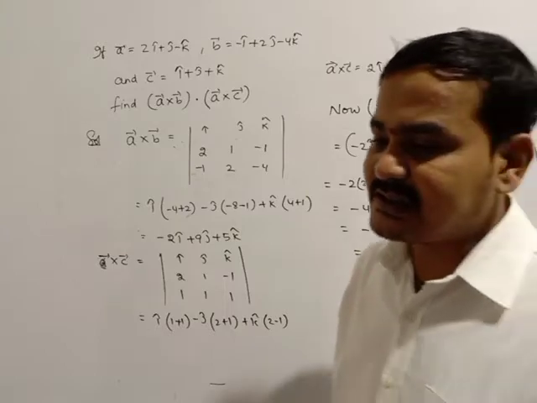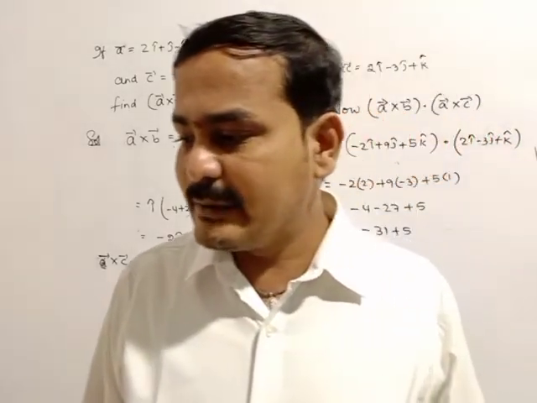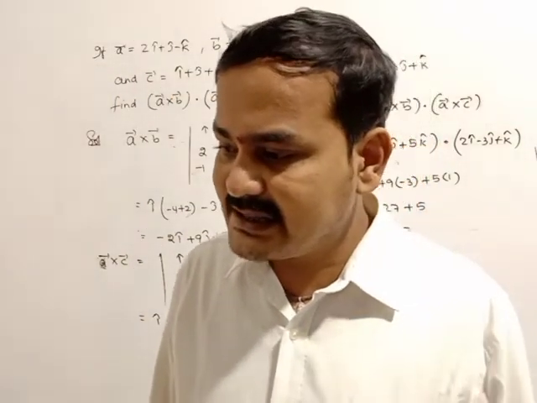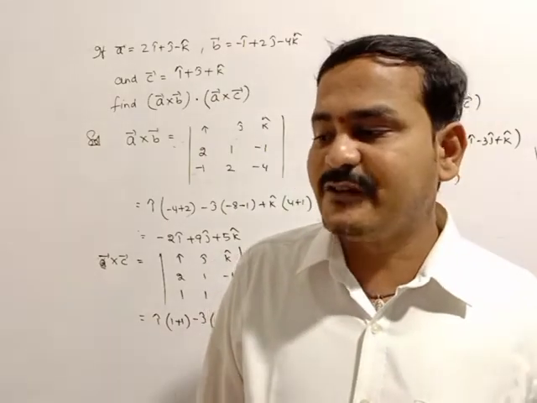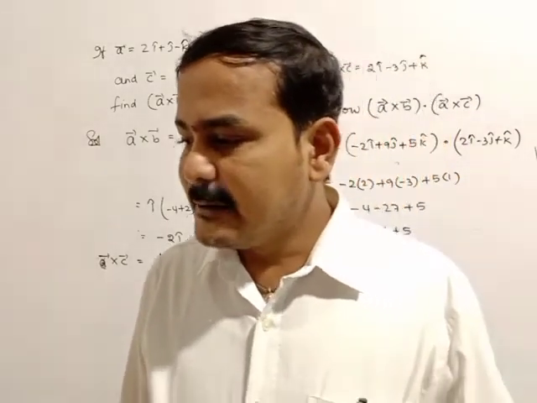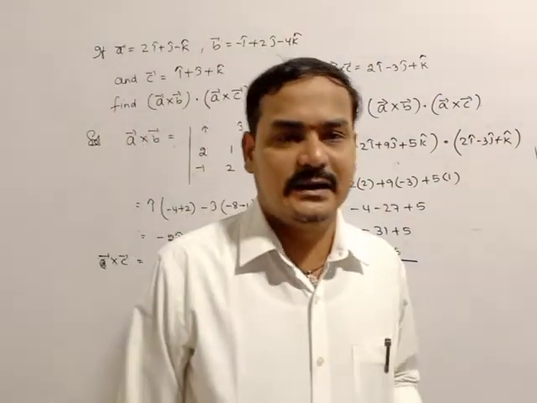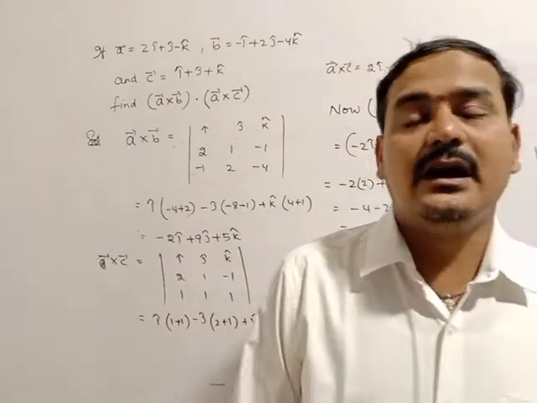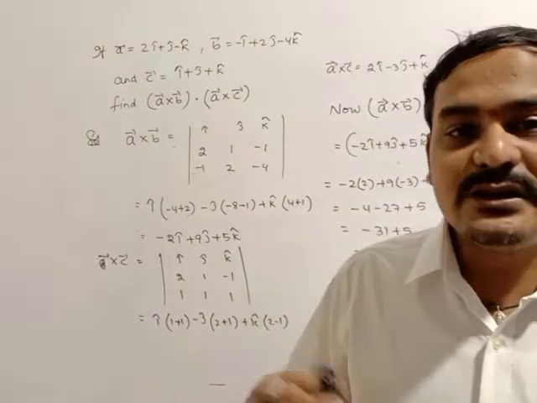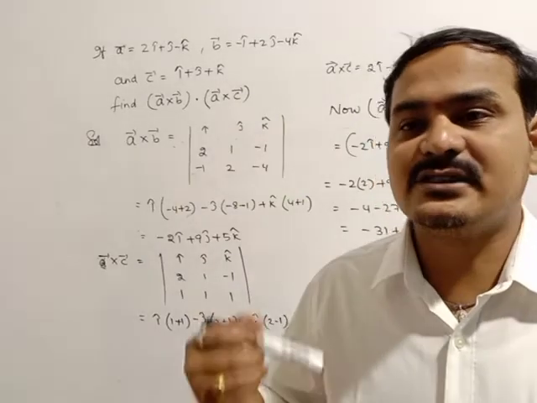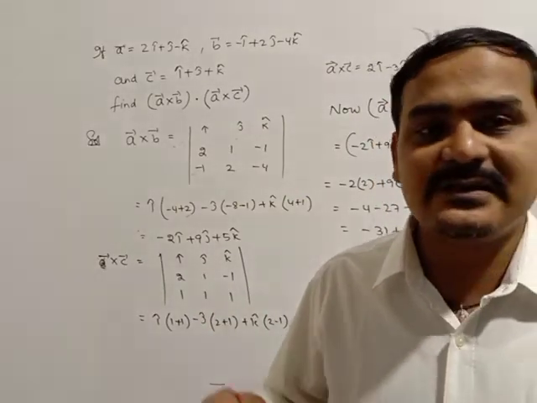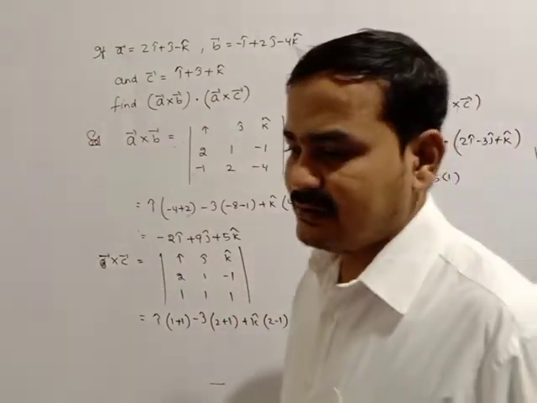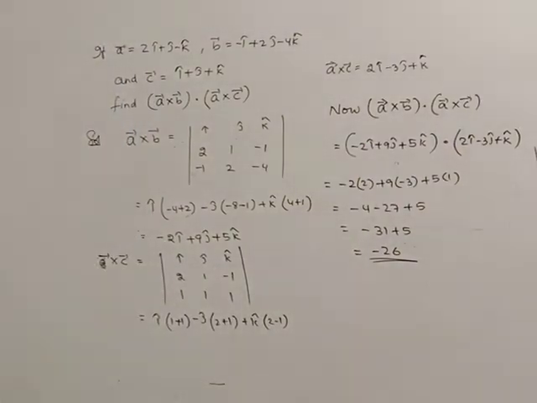What is he asking in the question? If a bar is equal to 3i bar plus j bar plus 2k bar, b bar is equal to 2i bar minus 3j bar plus 4k bar, then verify that a bar cross b bar is perpendicular to both a bar and b bar. So for that purpose what you need to do? First of all find a bar cross b bar. After finding a bar cross b bar, you need to take the dot product with a bar and show it is 0, and take the dot product with b bar and show it is 0. Then the concept is right. Okay, now we are going to discuss problem number 10.